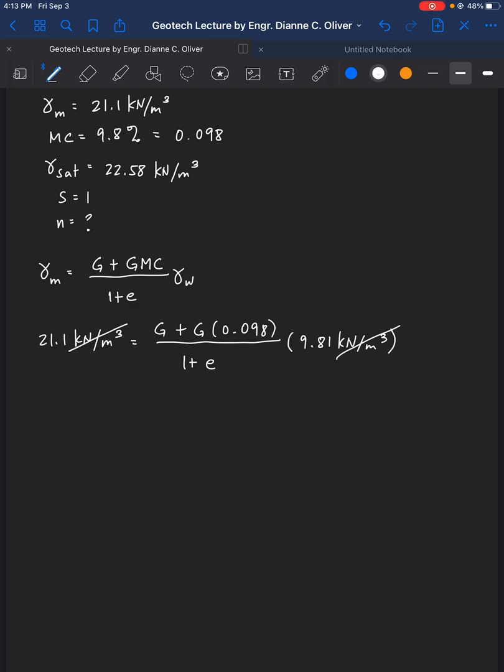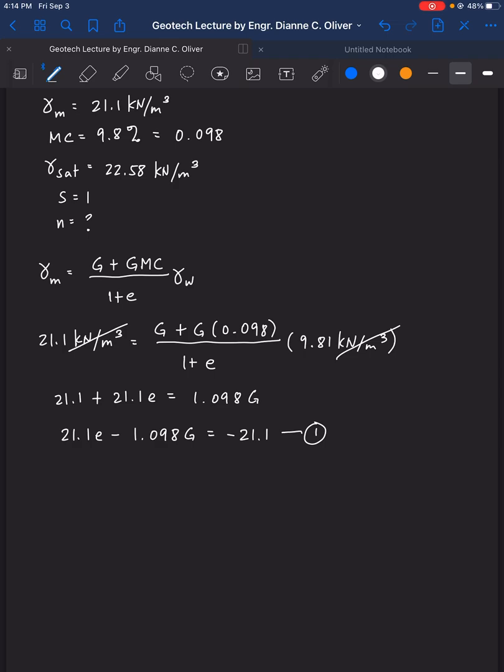So we have here 21.1 plus 21.1e equals 1.098 G. Okay, so let's arrange this as 21.1e minus 1.098 G equals negative 21.1. So that is the first equation.